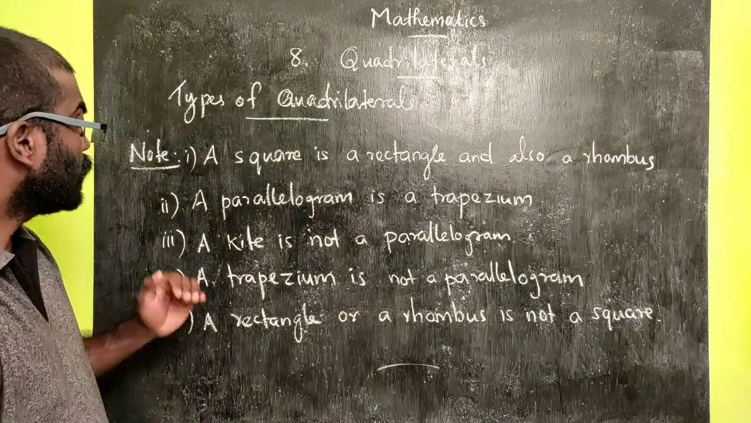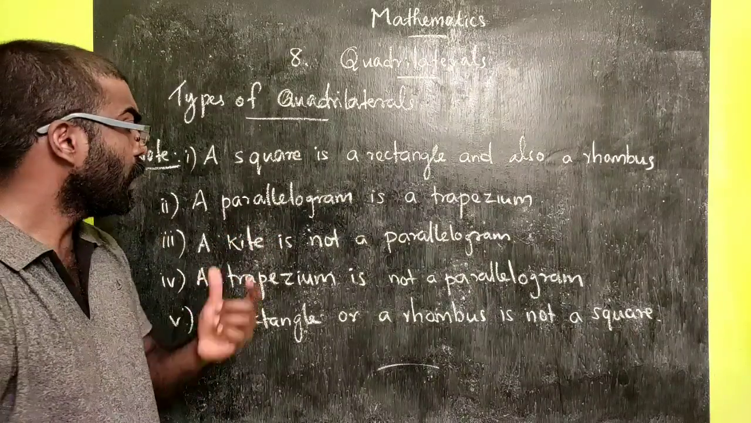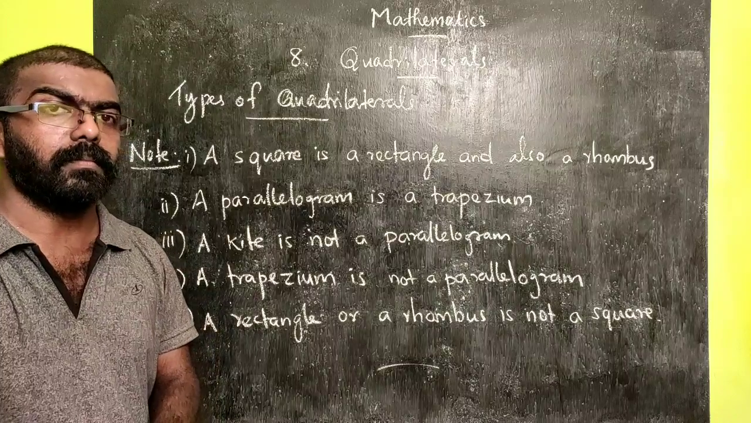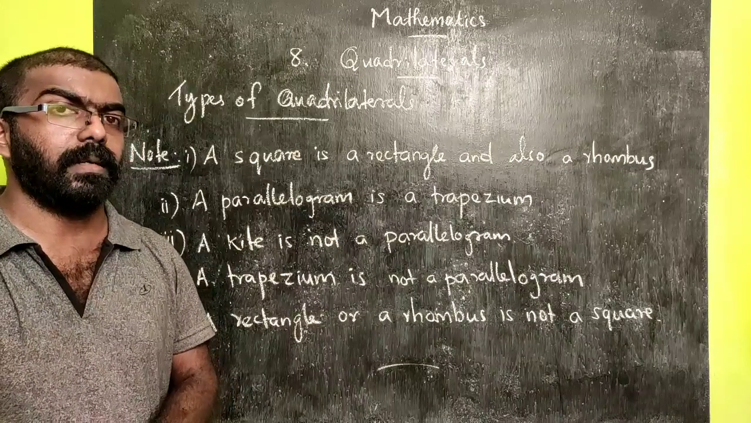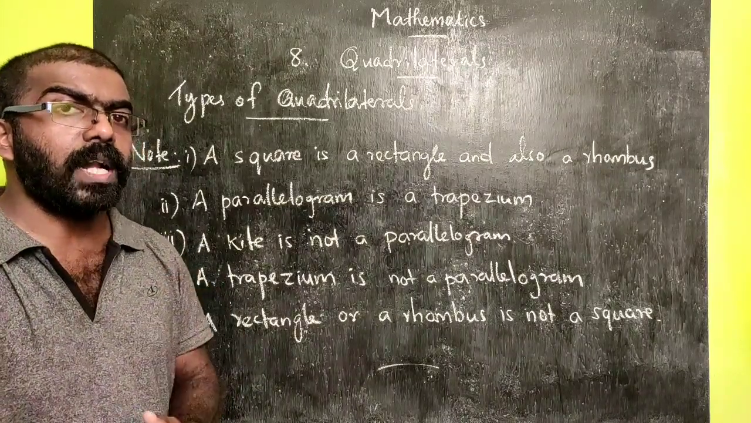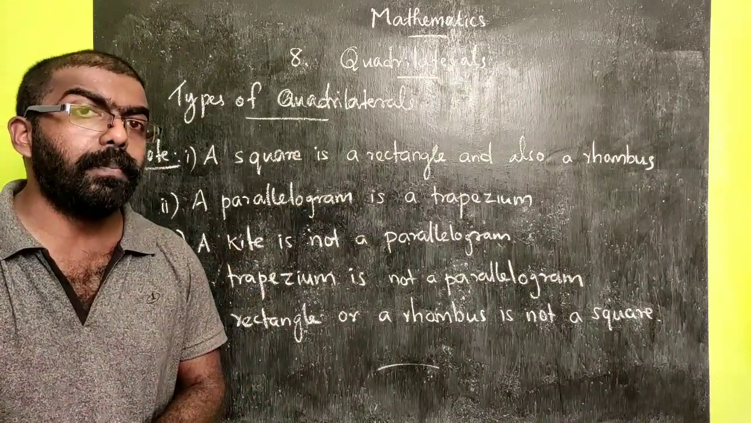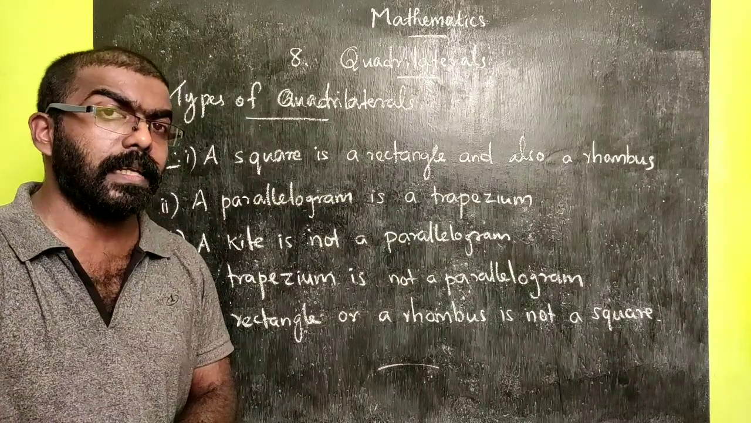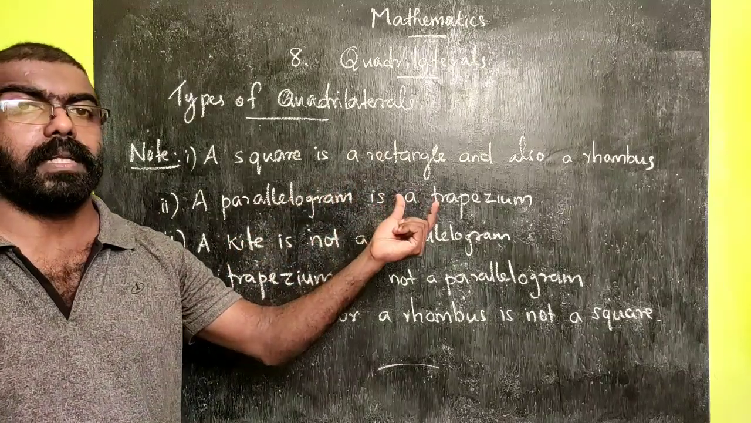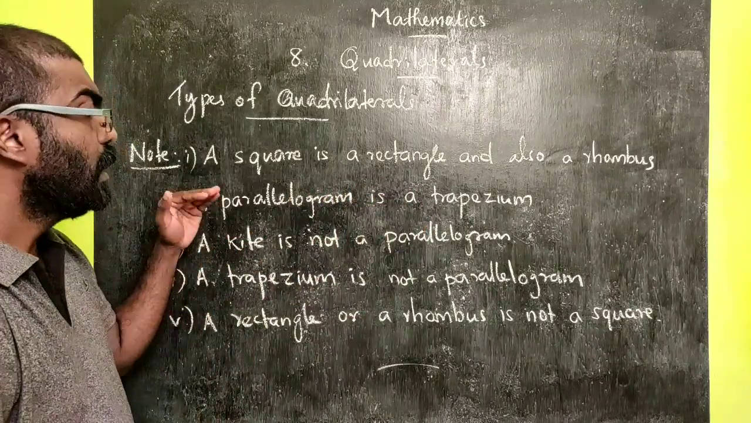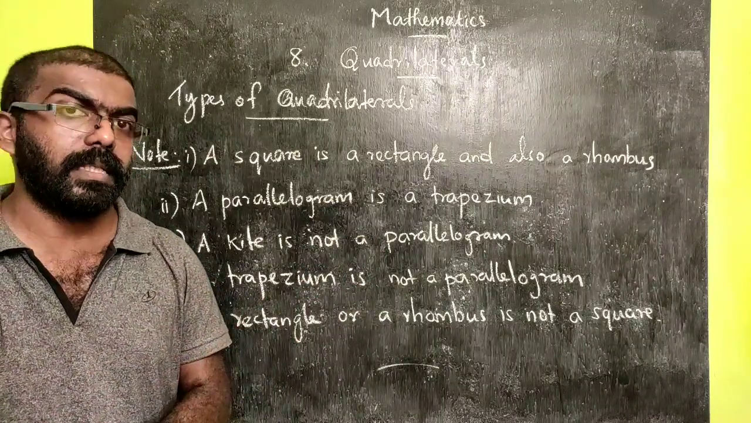And the second one is a parallelogram is a trapezium. A parallelogram is a trapezium because a parallelogram satisfies the properties of a trapezium. We know trapezium means one pair of opposite sides is parallel. Here in a parallelogram, both the pairs of opposite sides are parallel. So parallelogram satisfies the properties of trapezium. So, we can say parallelogram is a trapezium. But we cannot say trapezium is a parallelogram.